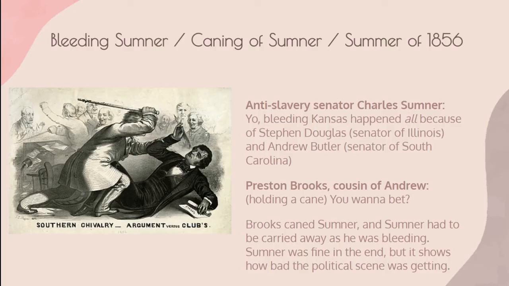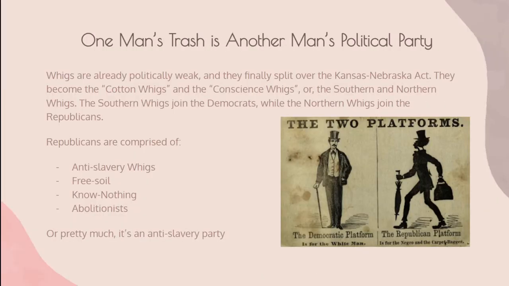And Sumner had to be carried away as he was bleeding and probably would have died if Brooks continued on a bit longer. And Sumner was fine in the end, but it shows how bad the political scene is getting. I find it amazing that later on people sent mail to Preston Brooks, and it wasn't hate mail, it was more canes to cane Charles Sumner. And I think it's just an awesome event, even if it is a bit horrible.